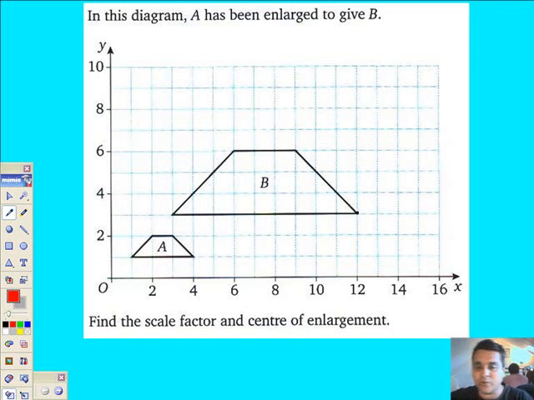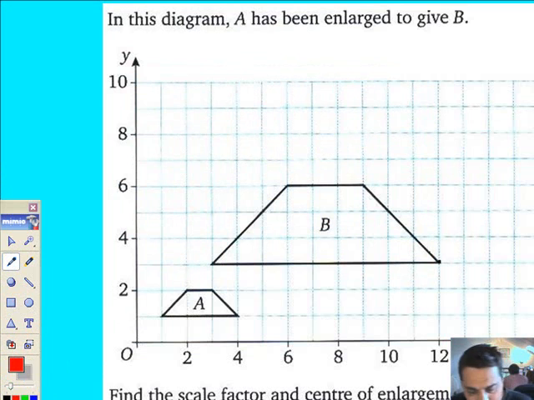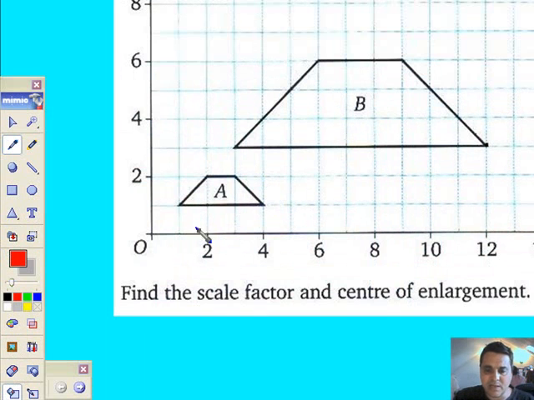That was done under the foundation course. I'll do one grade C question, then jump into grade B, and then very quickly we'll be getting into grade A. Not this video obviously, but okay, here we go. This is question 2 on page 197. It says, in this diagram A has been enlarged to give B, so that's the baby, that's the enlargement B of baby A. Find the scale factor and the centre of enlargement.